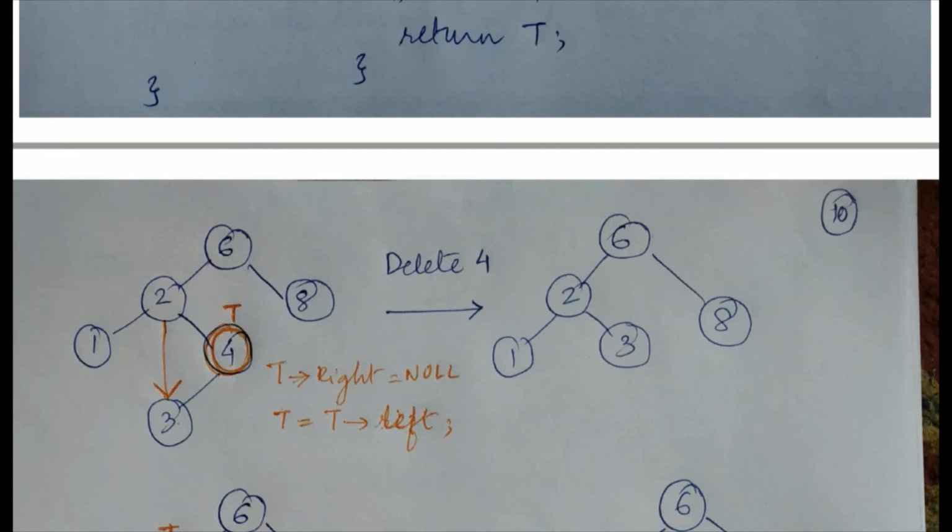If it has only one child, so t to right is null, so we make t equal to t to left. So t is copied in temp, and then t is equal to t to left. Now this becomes the new t. This is freed because this is copied in temp, and this t is returned in the previous recursive call where the parent of 4 called t to right. So t to right was equal to delete 4 from t to right. So it became t in the next recursive call. So 2 started pointing to 3 now after this function returns.